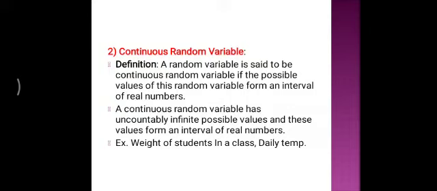In short, there are two types of random variables. First is the discrete random variable: you just see that the numbers are countable. If the numbers are not countable, are uncountably infinite, or are given in one interval, then you can say it is a continuous random variable. This is all about random variables and these two types of random variables.